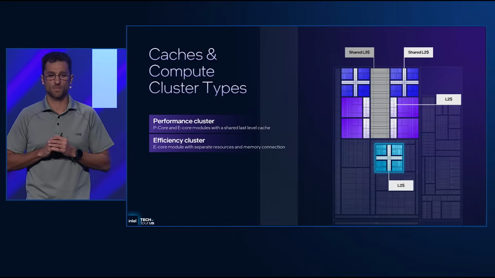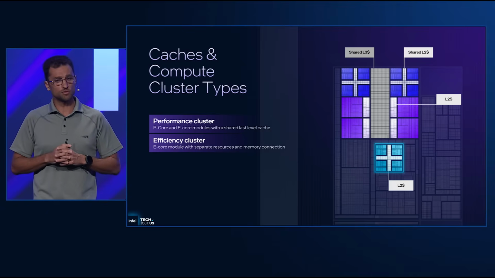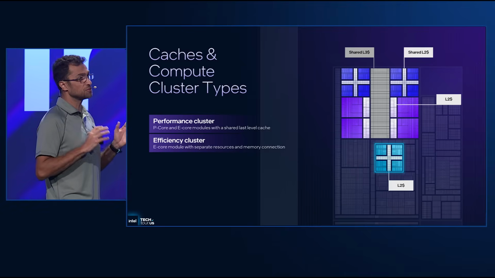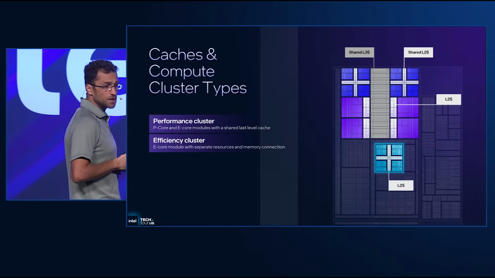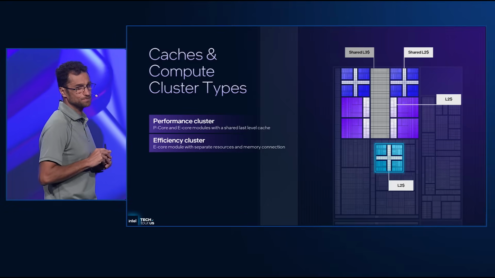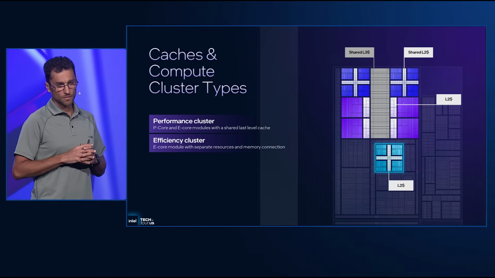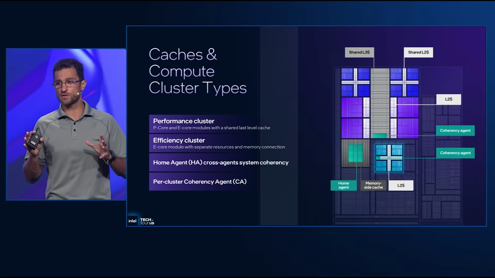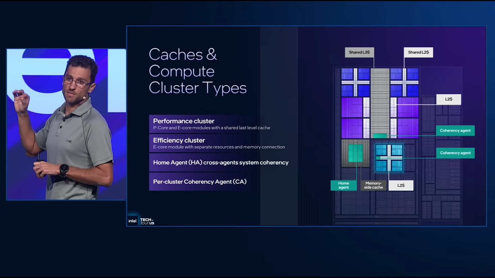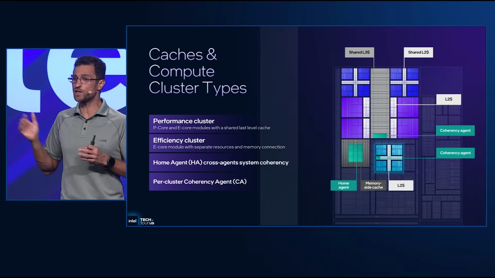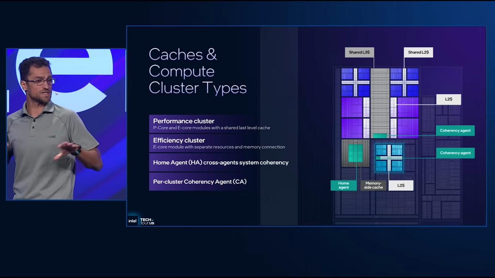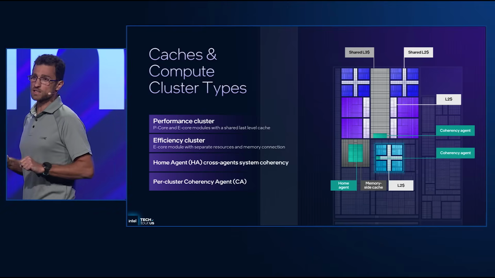Below the performance cluster, the efficiency cluster is highlighted. It is based on a 4 E-core module with L2 cache. It has a dedicated power delivery with dedicated power management and is connected directly to the memory subsystem. To maintain data consistency across these clusters, coherency is managed through a system-level home agent, along with cache coherency agents embedded in the clusters. This ensures seamless communication and synchronization between the cores, regardless of their cache hierarchy.